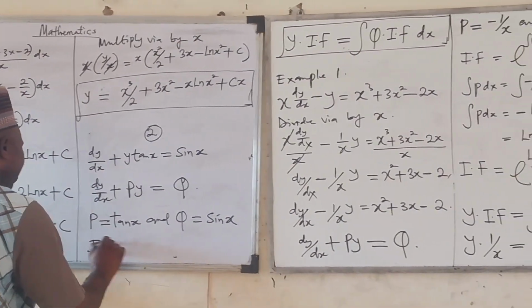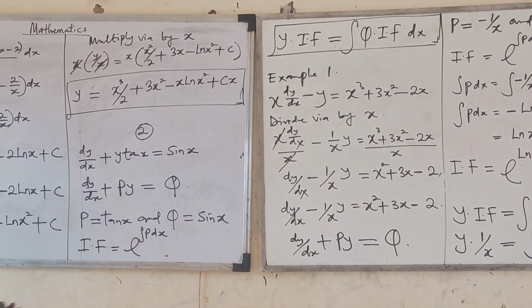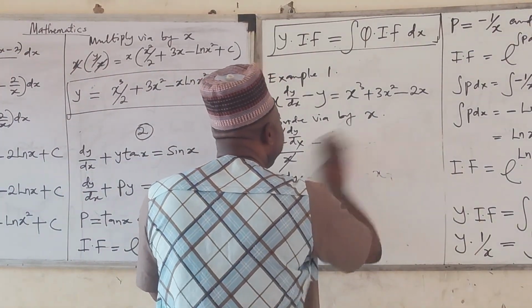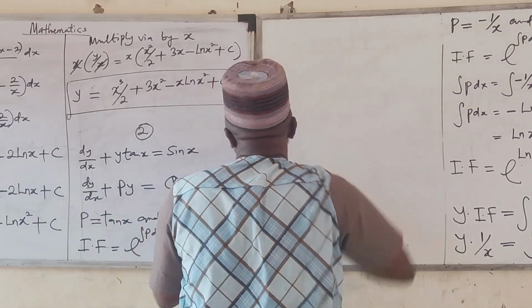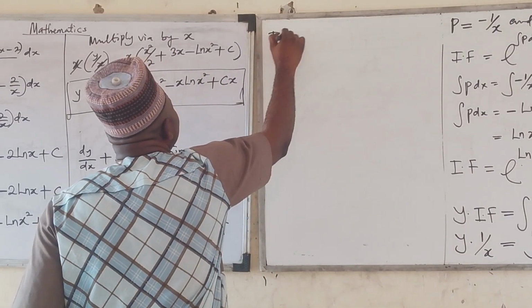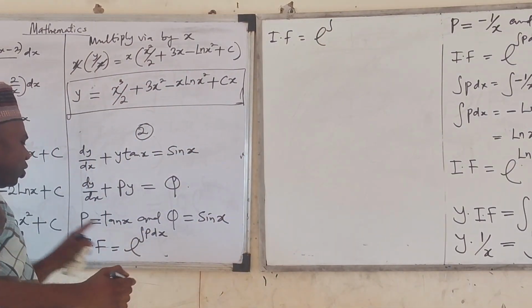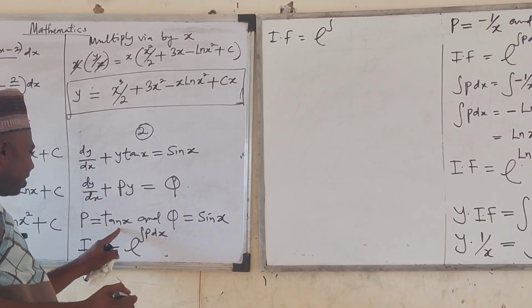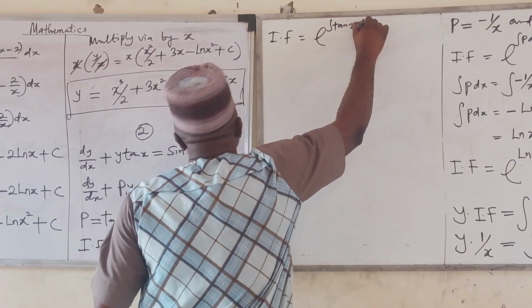So now let's see the integrating factor. The integrating factor is equal to e raised to the power of integral p dx. Remember here we said let p be equal to tan x. So the integrating factor will be equal to e raised to the power of integral of the value of p, which is tan x, dx.